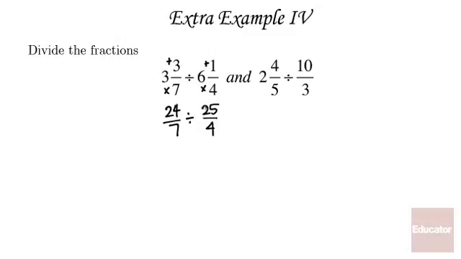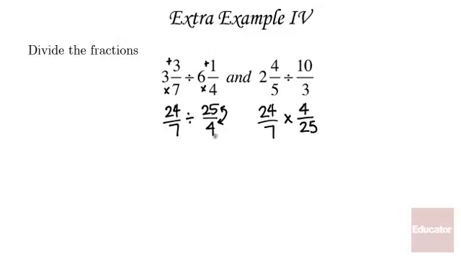For me to divide fractions, I have to take my second fraction and flip it. So my top number is going to become my bottom number. My bottom number will become the top number. So let's write it right here. Once I flip it, I'm going to change my sign to multiplication. So it's going to be 24 over 7 times 4 over 25.